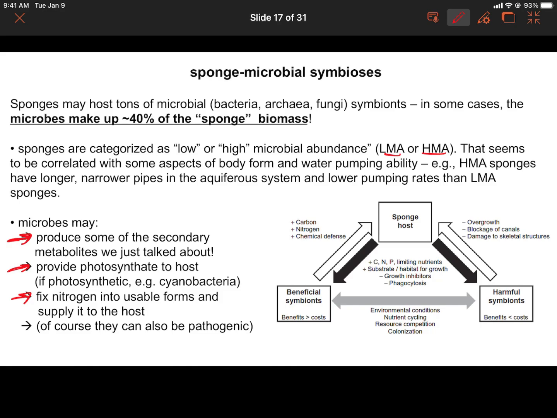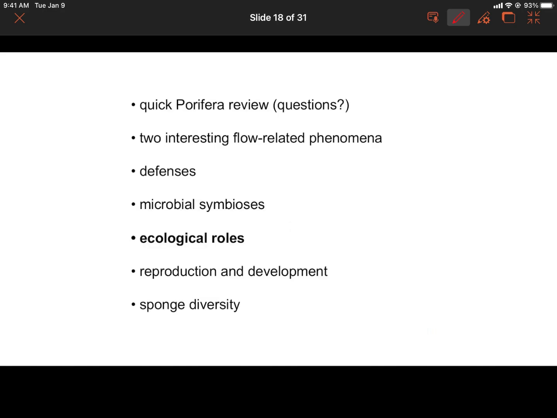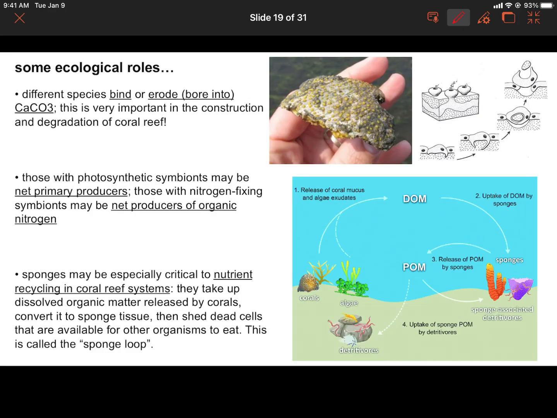Okay, let's see. So that's symbioses. Let's just talk a little bit about their ecological roles, of which there are tons. There are things that eat them, of course, as I mentioned, but I'll just point out a few that are of particular interest. One of them is that in systems that have a lot of calcium carbonate, for example, think coral reefs, sponges are extremely important in both forming reef structures, and then different species are important in eroding reef structures. In particular, there are a lot of boring sponges, which does not mean they're uninteresting. It just means they bore holes in things.